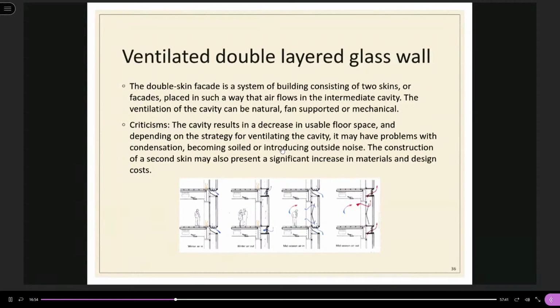And depending on the strategy of ventilating the cavity, it may have problems with condensation, becoming soiled, or introducing outside noise. The construction of a second skin may also present a significant increase in material and design costs. So these are some problems of the double layer facade system.